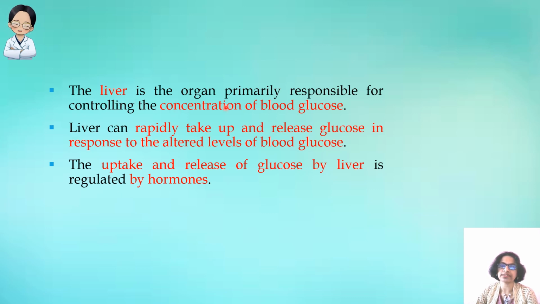The liver is the organ primarily responsible for controlling the concentration of blood glucose. So which organ is responsible? The organ is the liver. The liver can rapidly take up and release glucose in response to altered levels of blood glucose. Whenever our body undergoes altered blood glucose levels, the liver helps in maintaining normal blood glucose levels. The uptake and release of glucose by the liver is regulated by some hormones. How is the liver controlling this? With the help of some hormones.